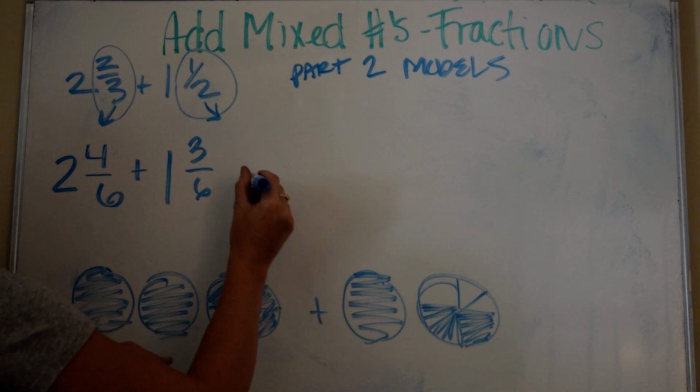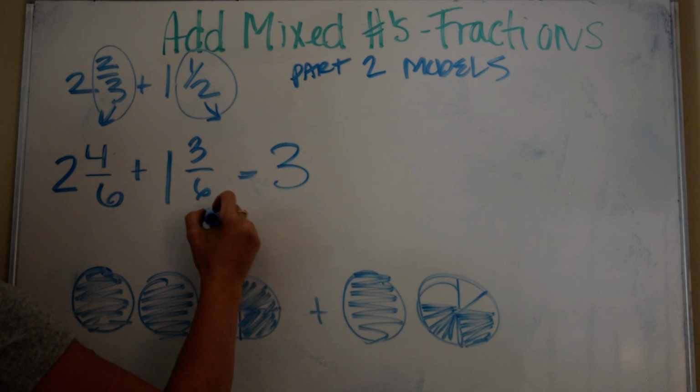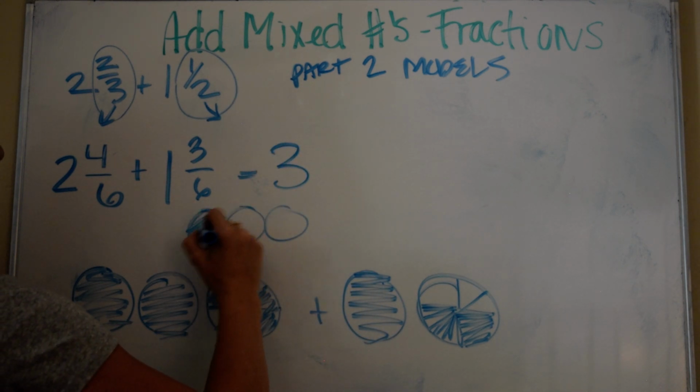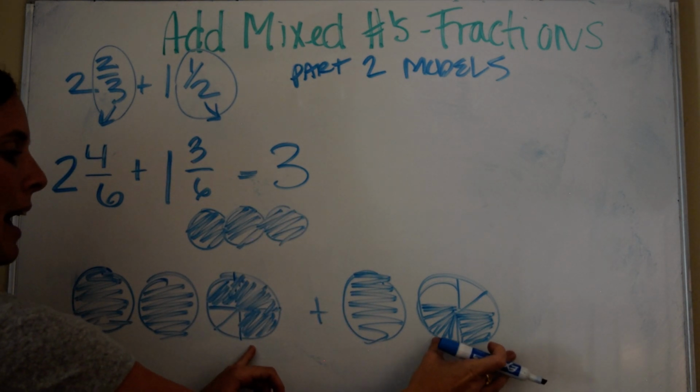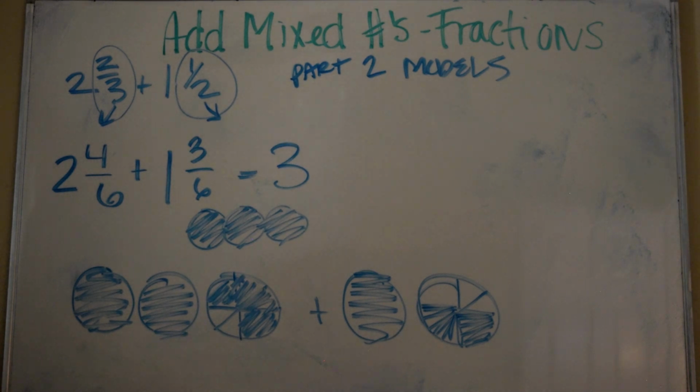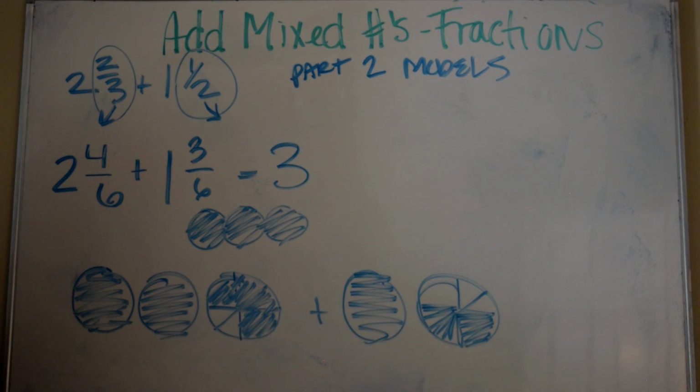So combine the whole ones first. I have 1, 2, 3. So I have 3 whole pizzas. So I added those together, but now I need to add these together. So I'm going to take one piece at a time and start bringing it over and see what I get.